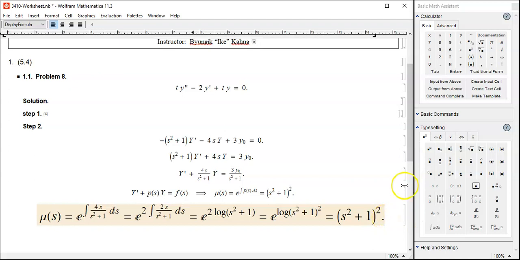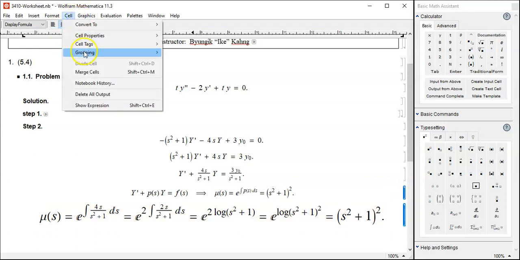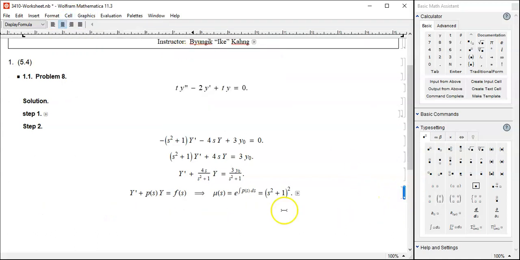Okay, this is a derivation down here, but it's a long process, so let me just hide it behind this cell. And now that we got the integrating factor, multiply the integrating factor to this equation, and then let's work it out.